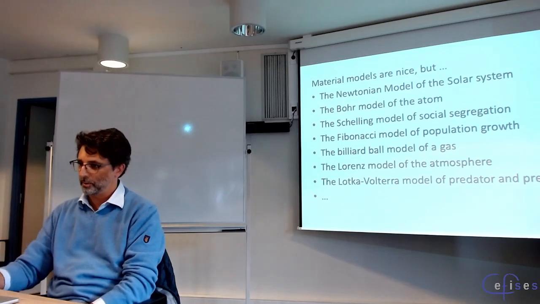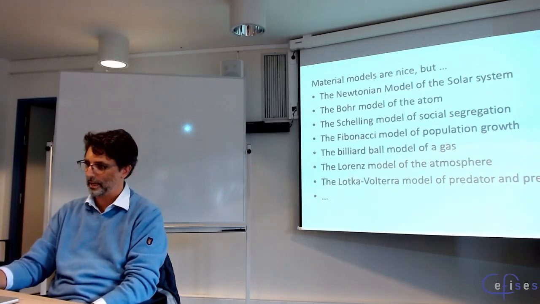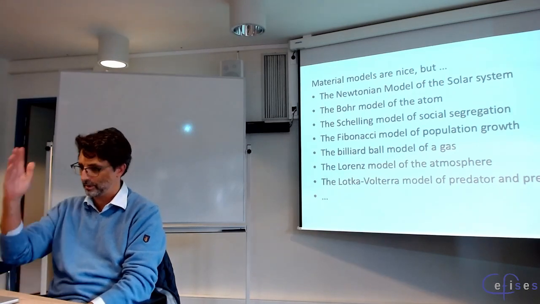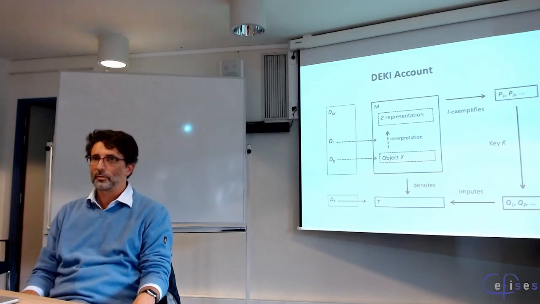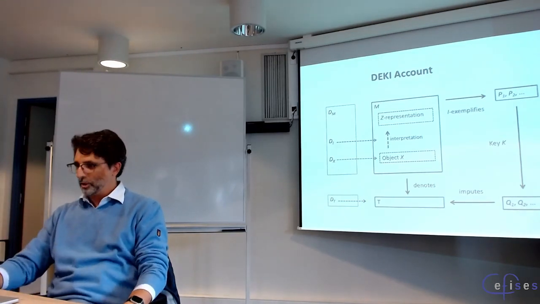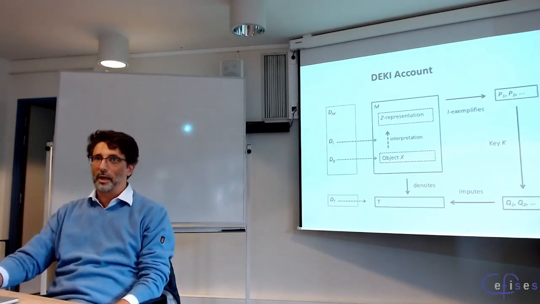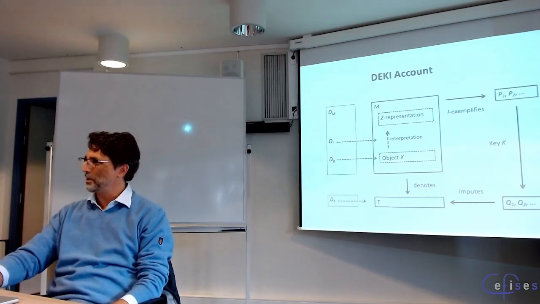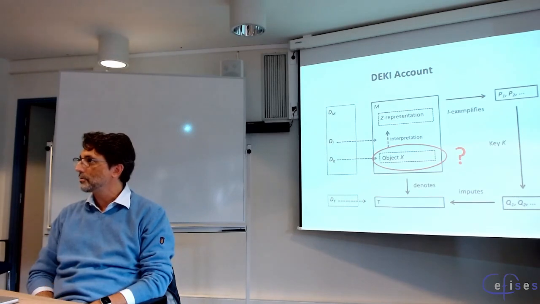The Newtonian model of the solar system, you hold it in your head, not in your hands. The Bohr model of the atom, the Schelling model of social segregation, and so on and so on. So, what are we doing about these? I've just talked about material models so far. And I think the good news is that this entire scheme can remain in place. That's why I invested so much time into it. We just have to say something about what this object here is.